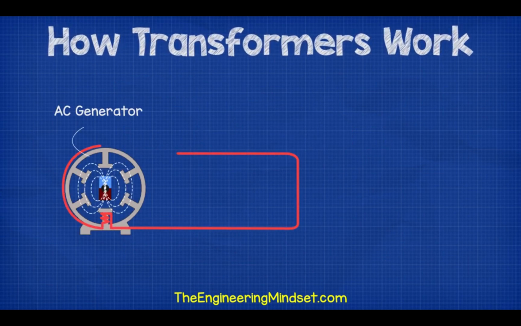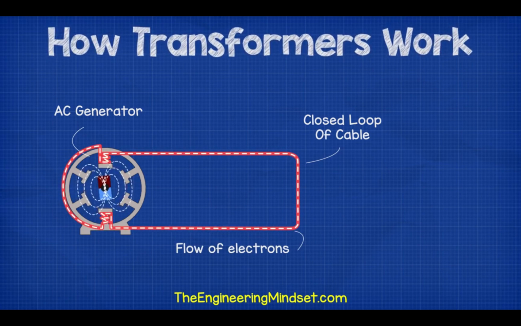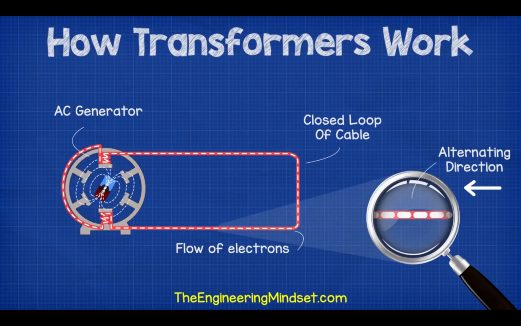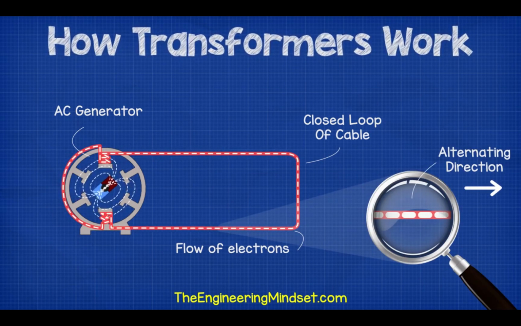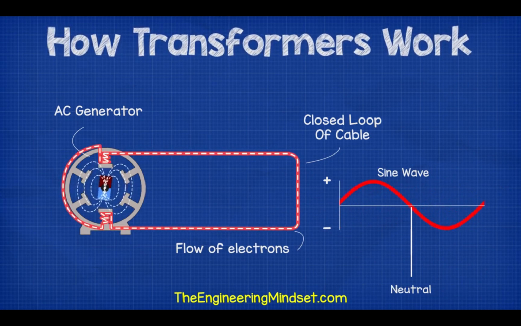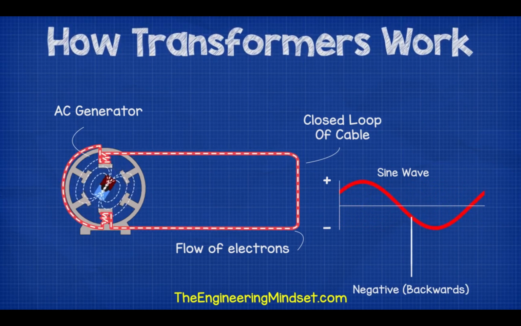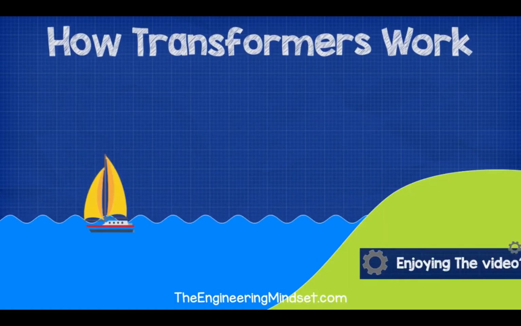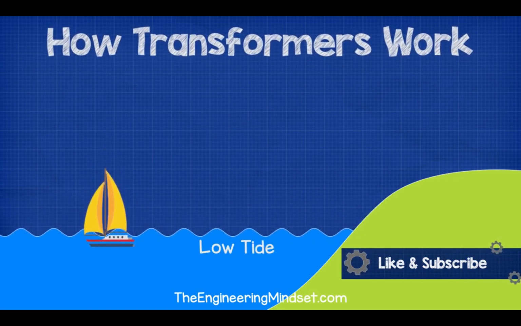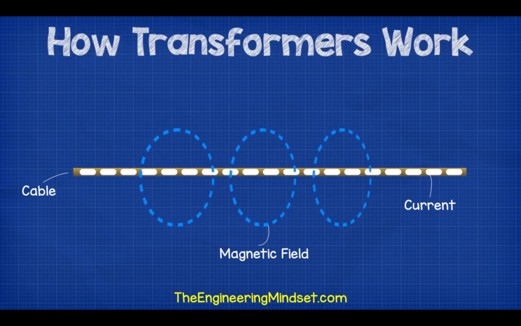When we connect an AC generator to a closed loop of cable, a current will be able to flow through this cable and the direction of the current will alternate backwards and forwards with the rotation of the generator. The alternation means that the current reaches its maximum and minimum point during the cycle, which gives it its sine wave pattern when connected to an oscilloscope. Now you can think of this as the tide of the sea as it changes direction and reaches its maximum and minimum point. As the current flows through the cable, it will emit a magnetic field.